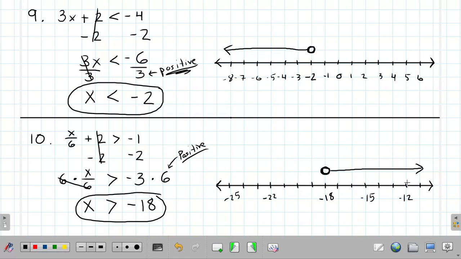And once again, if you pick some numbers over here, pick a number or two, and plug it back in and do order of operations, whatever you get on this side is going to be bigger than negative 1 if you pick a number to the right of negative 18.